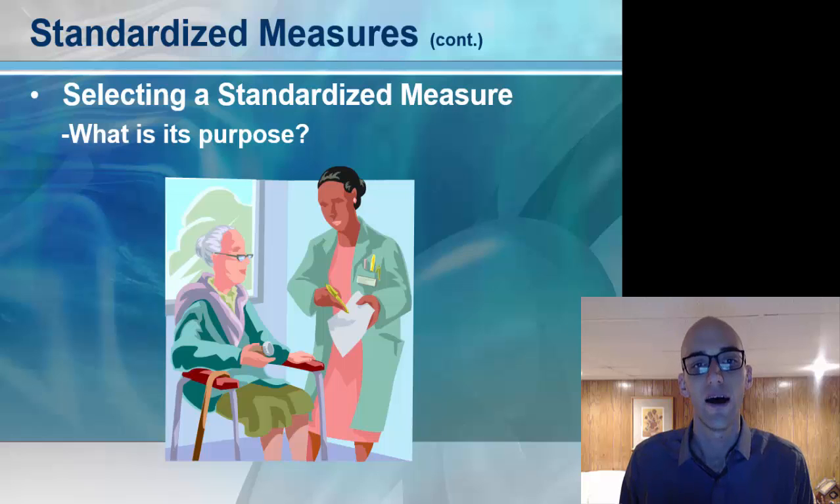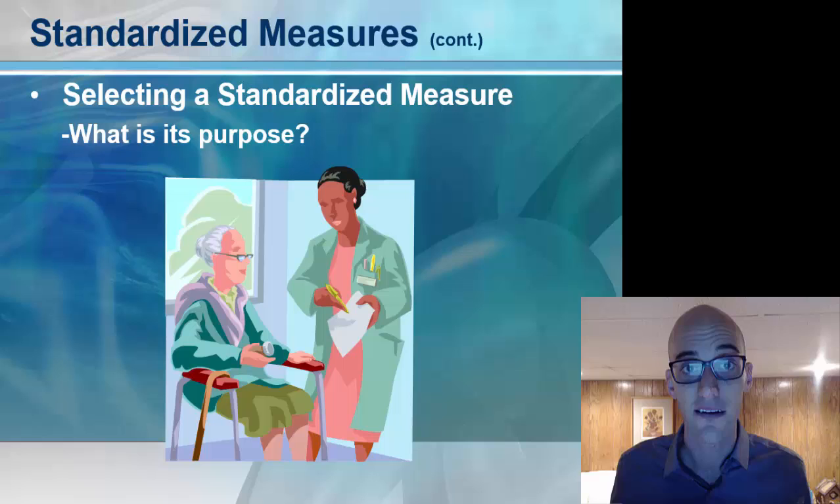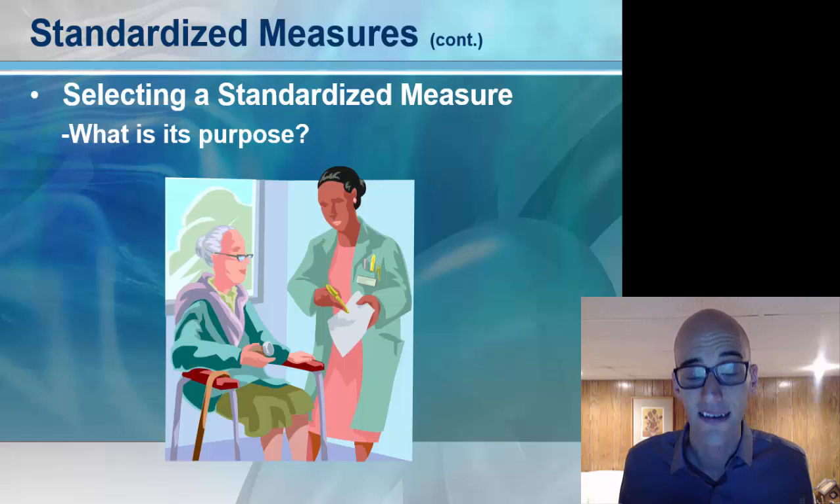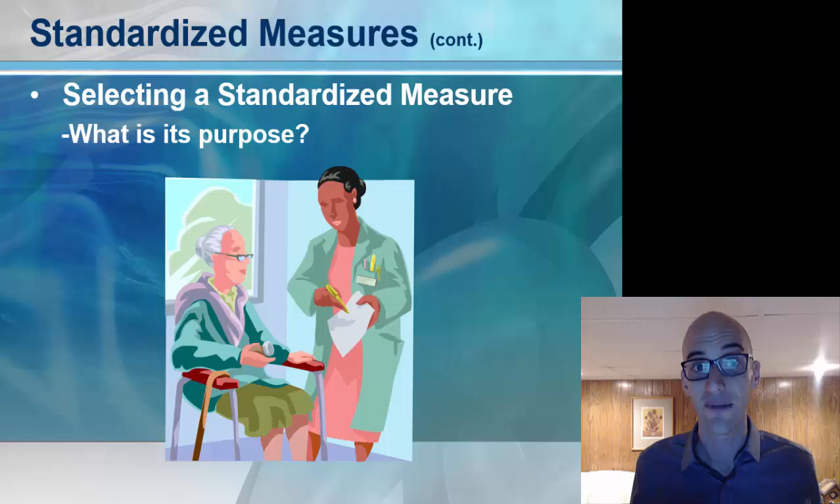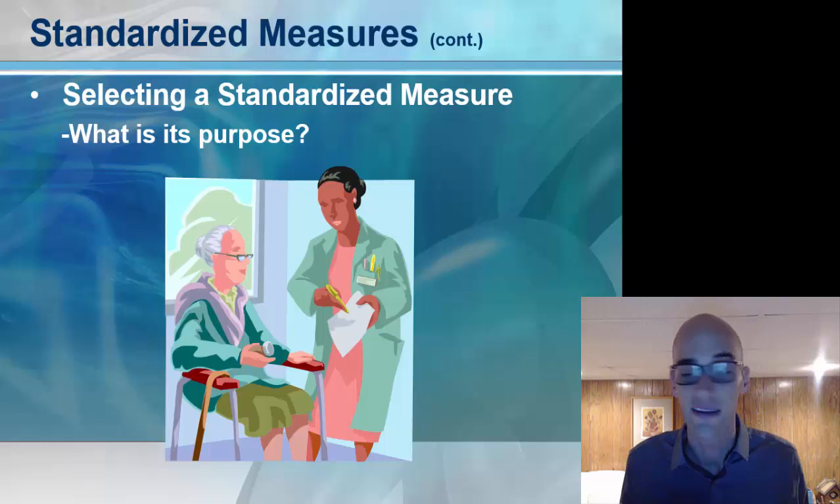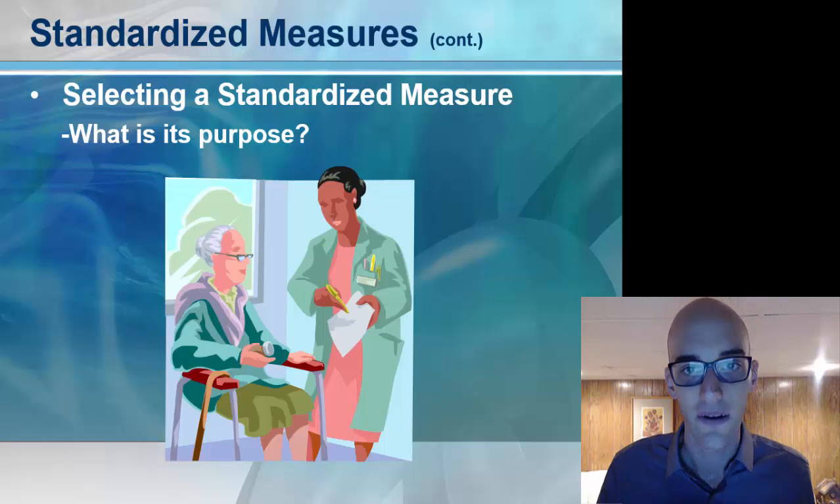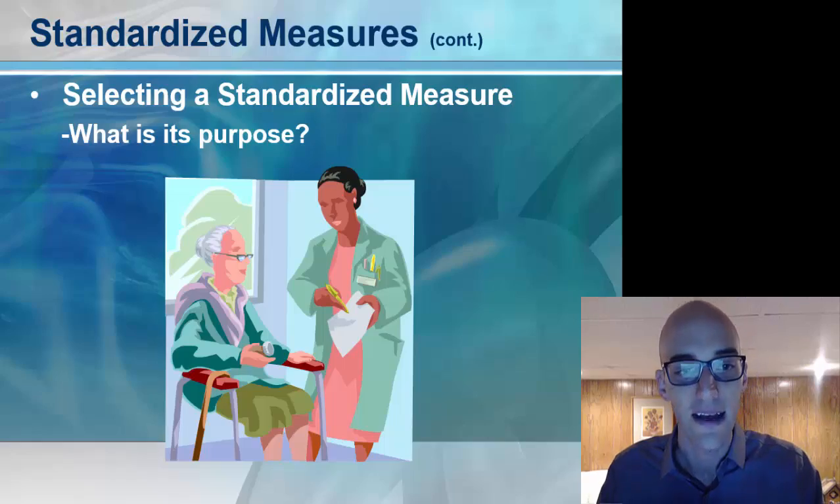So if you're using a depression scale, you could use the Beck depression scale with a geriatric client. But maybe depression looks different for geriatric clients than it does for adult clients. And same thing with kids. If you're working with a kid, you wouldn't want to use the Beck Depression Inventory because depression looks different in kids. So I'm going to show an example of a geriatric depression scale, a standardized measure.